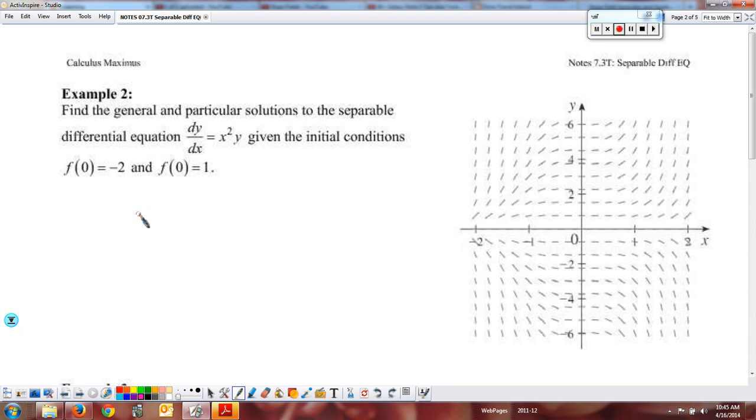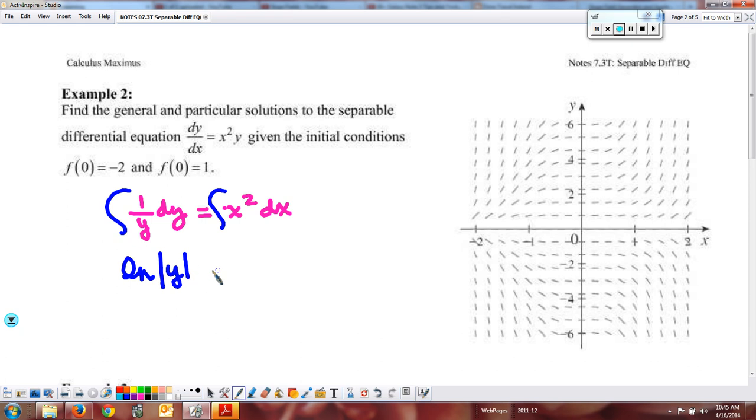I'm just going to come down here and separate. I'm going to divide by y, which is going to give me 1 over y dy. And I'm going to multiply by dx, which gives me x squared dx. And so there's my step where I have shown the separation, and I add my integral symbols to show I'm going to take the antiderivative. The antiderivative of 1 over y is natural log absolute value of y, and 1/3 x cubed. I'll put the plus c over on this side.